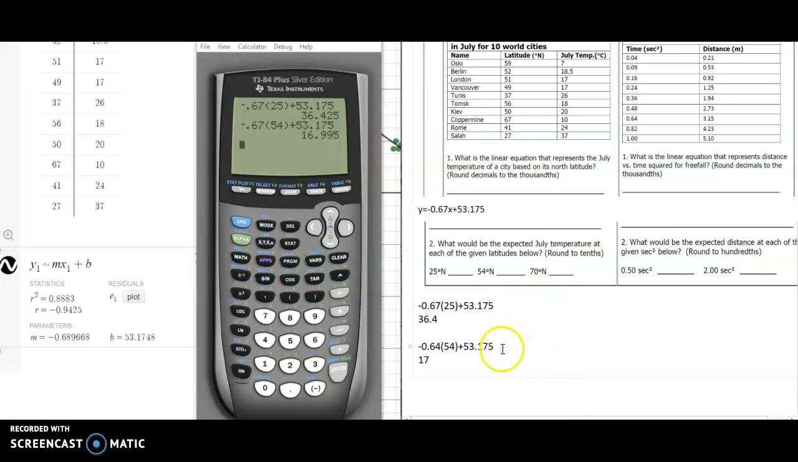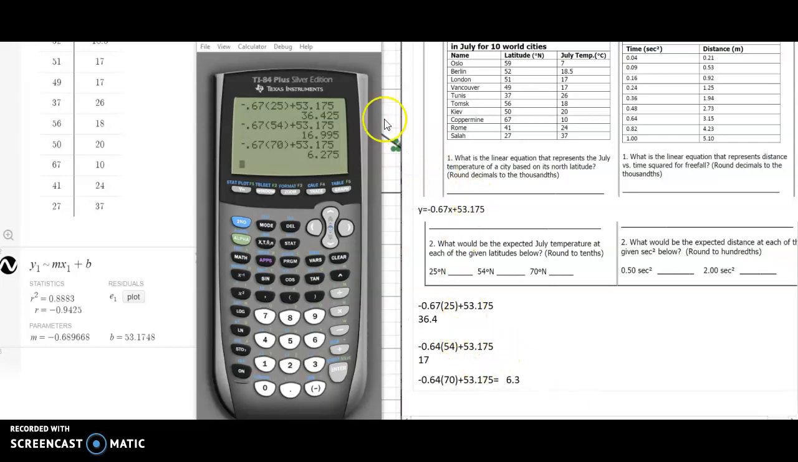And then I'm going to do the same thing for the 70. And I'm going to write it in the following way. And instead of 54 this time, I'm going to plug in 70. And I'm going to plug that into my calculator. Trying to take some shortcuts here. So that's approximately 6.3 is the expected temperature in Celsius.